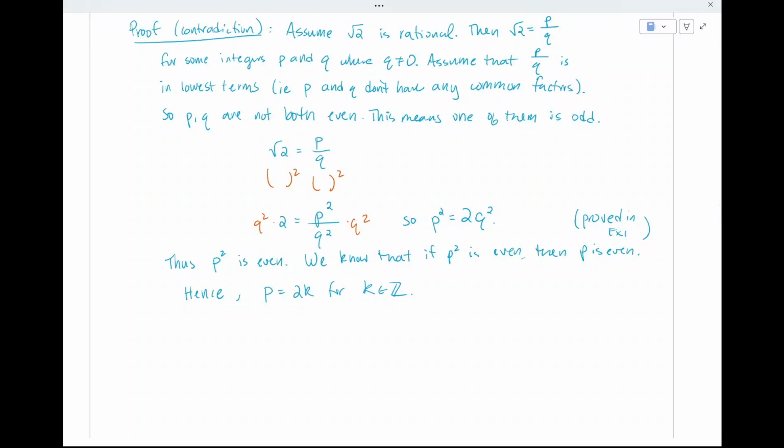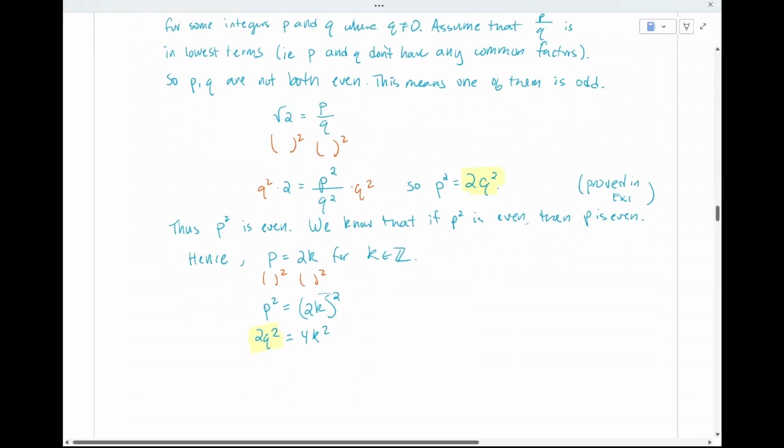Let's square both sides again. So P squared is 2k, that whole thing squared. And what I know about P squared from up here is that P squared is 2 times Q squared. So I'm going to substitute that in right here. So 2Q squared is, the square is going to square the 2 and the k, 4k squared. Let's divide both sides by 2. So that means that Q squared is 2 times k squared.